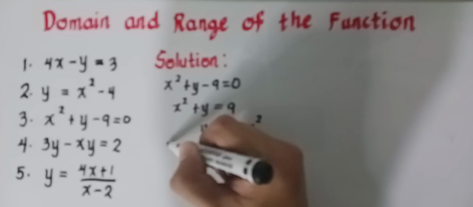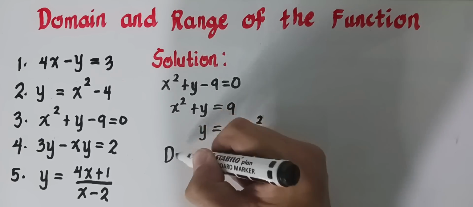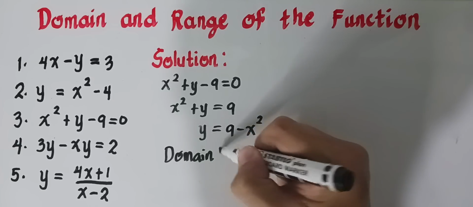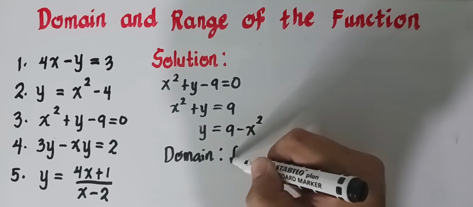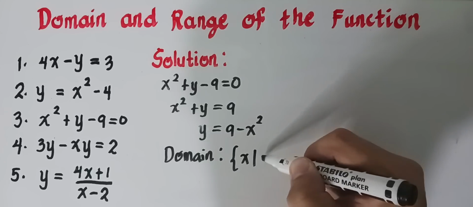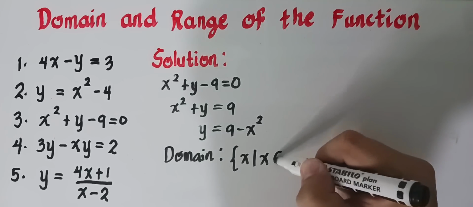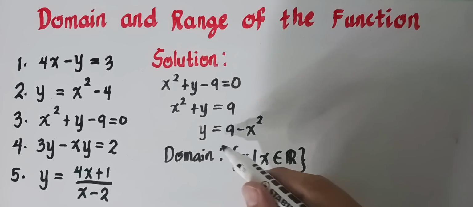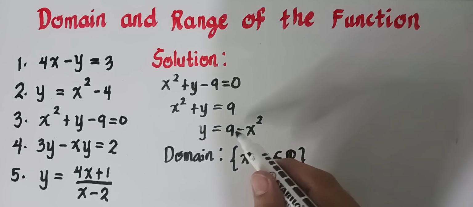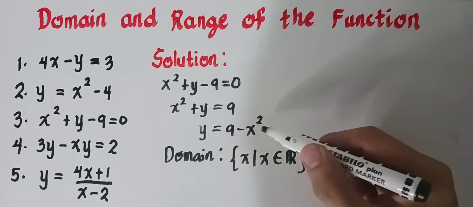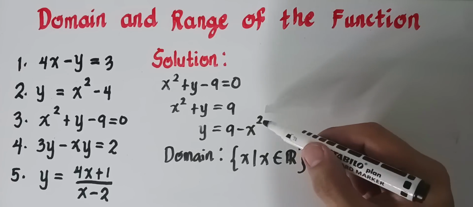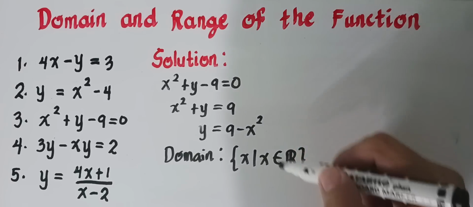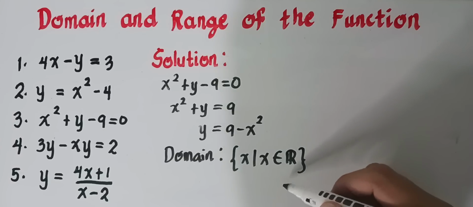Ang tawag natin dito, yung domain natin dito ay, what? X such that x is an element of all real numbers. Okay. Kasi, wala tayong restrictions kasi polynomial naman yung sagot natin dito, yung equation natin dito. So, any value of x, pwede siya, no? Walang restrictions. So, ito yung sagot natin for the domain.